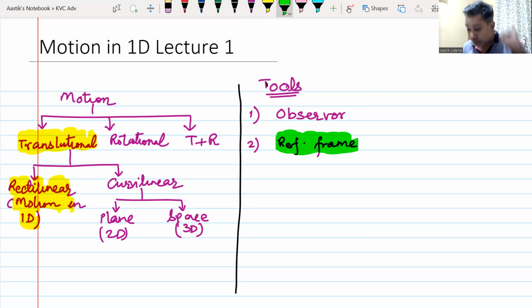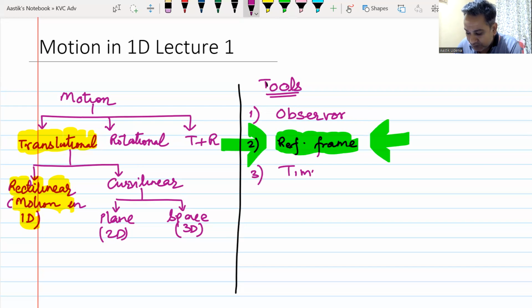Yes, sir. So the most important factor to understand motion is the reference frame, because if you change the reference frame, things may start to look different. I hope you know this. So let me move ahead with the third point. The third thing we need to understand motion is something that can tell us the time. So we need a timing device. Do we understand this?